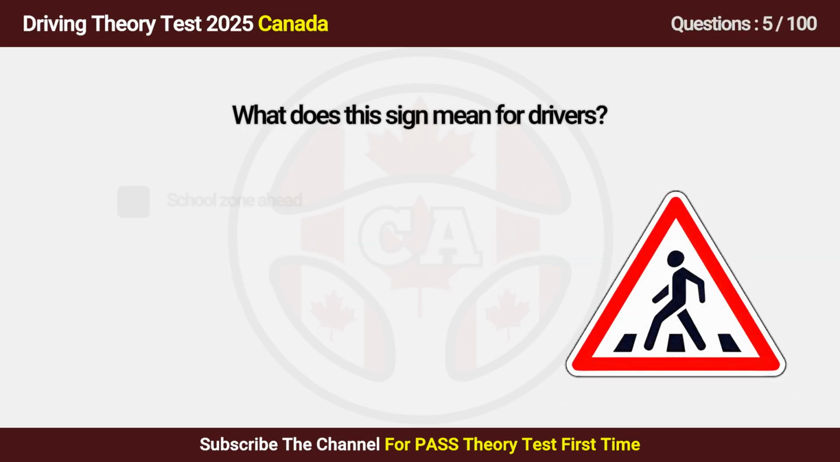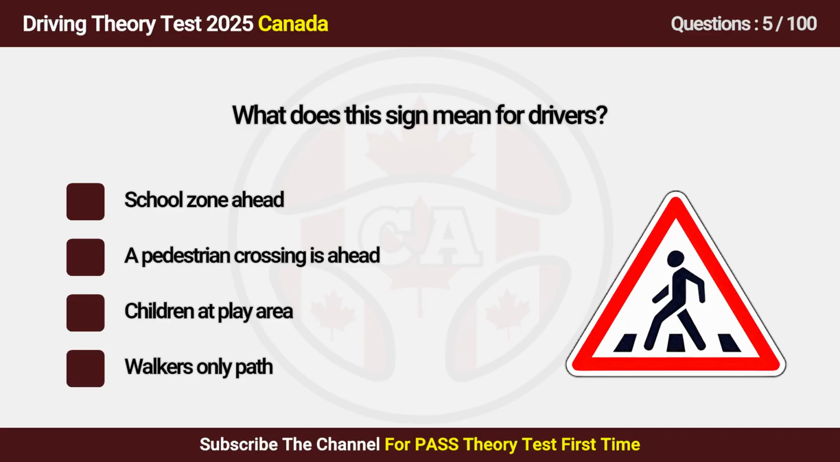Question 5. What does this sign mean for drivers? A. School zone ahead. B. A pedestrian crossing is ahead. C. Children at play area. D. Walkers only path.